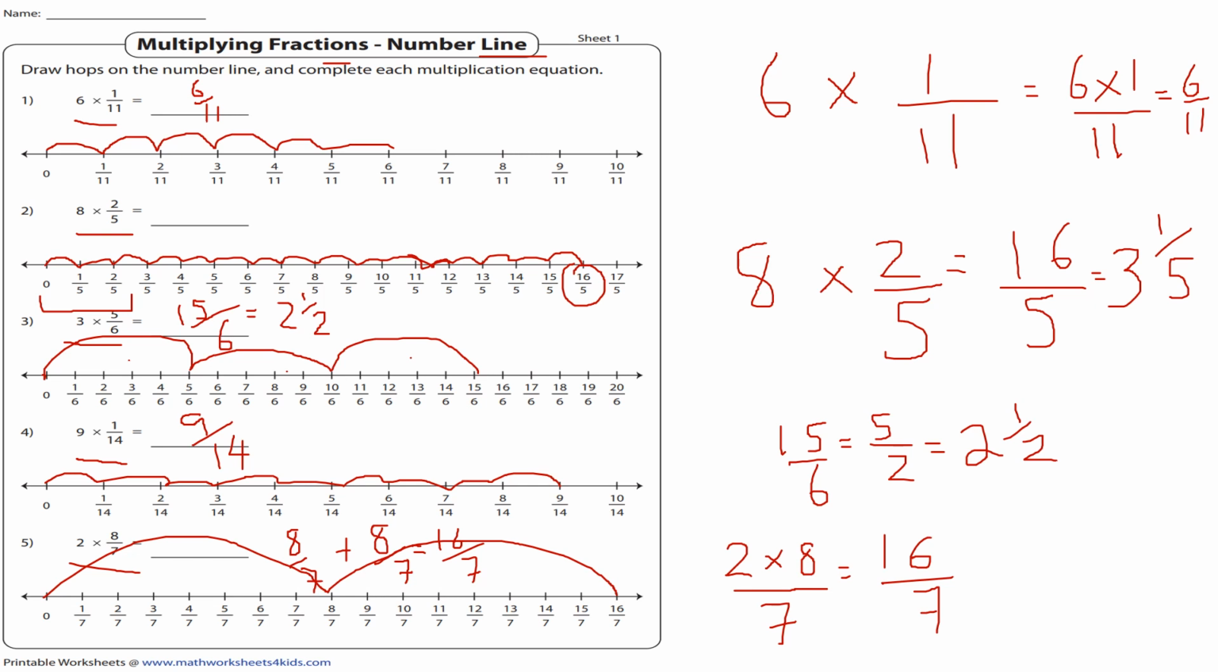Let's just go back to this one here and fix it up just to make it clear. It's 8 lots of 2/5 here, so I'm doing 2/5 8 times: 1, 2, 3, 4, 5, 6, 7, 8, and that's how I got my answer for that one.